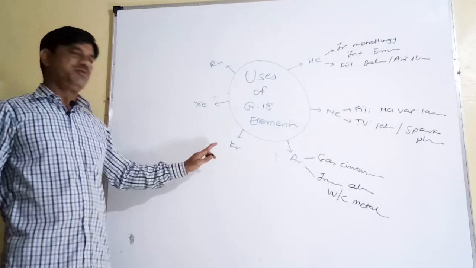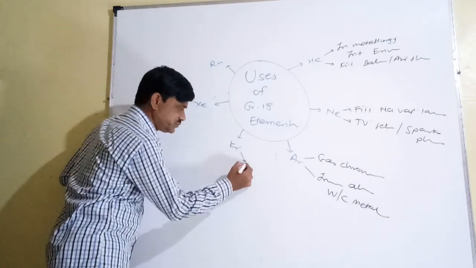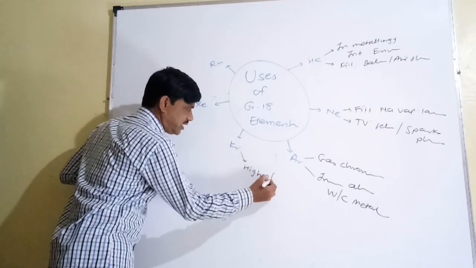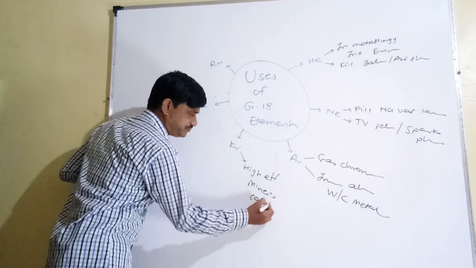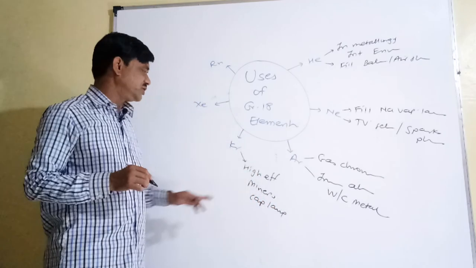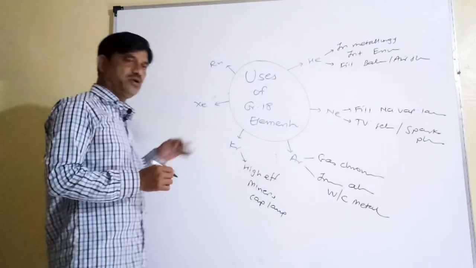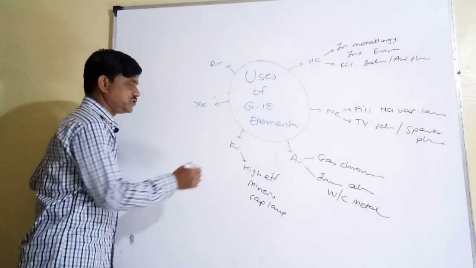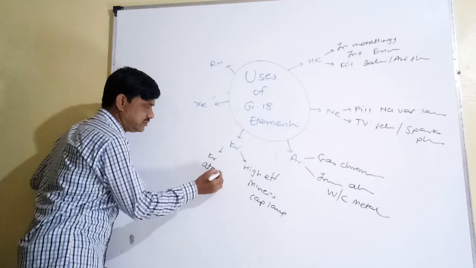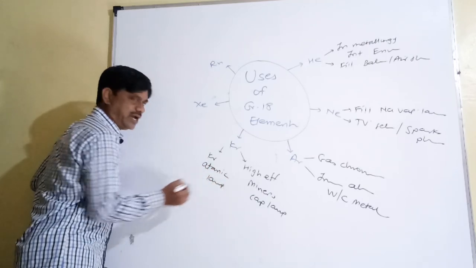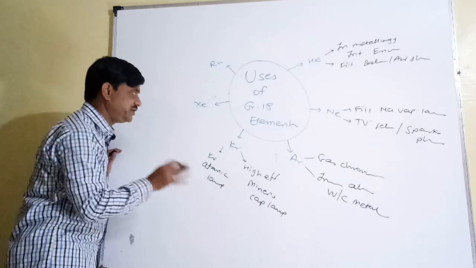Now, the next member, when we are dealing with krypton, can you tell me, student? Remember, it is used in high efficiency miner's cap lamps. So for those persons who are working in different types of mines, krypton is used in high efficiency miner's cap lamps. In addition to this use, it is also used in krypton atomic lamps. And another important use of krypton is in airports, in light signals.